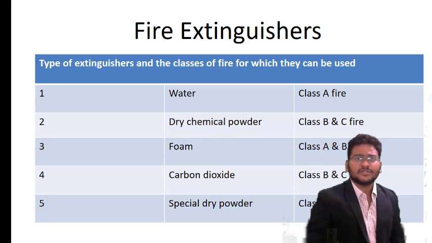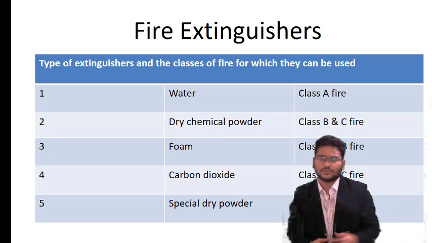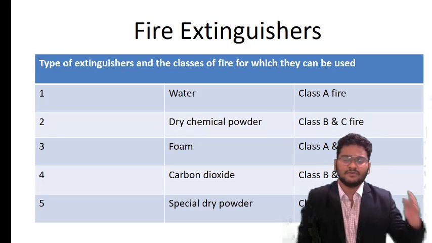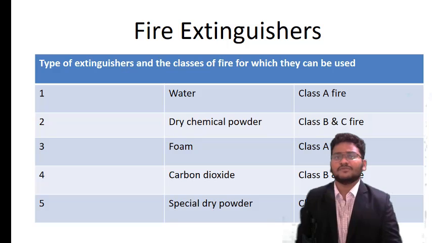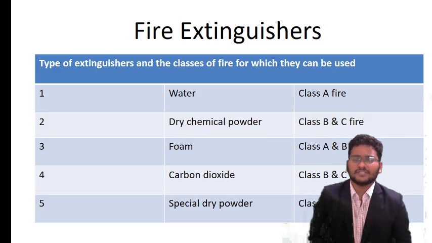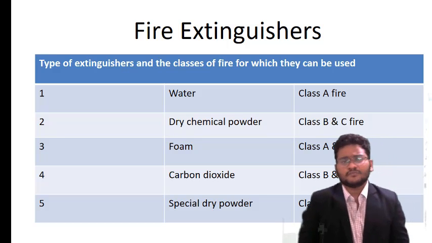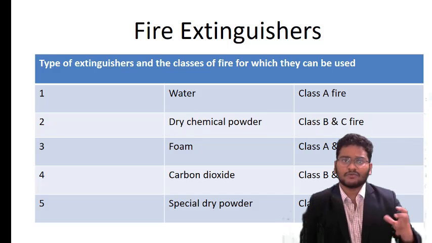Coming to the next, fire extinguishers. What are the different fire extinguishers? Initially we discussed extinguishing of fire, so we will control the fire. What are the different types we can use? Here I am mentioning the 5 types of fire extinguishers. There will be mainly 5 types. The first extinguisher is water. Inside that fire extinguisher, water will be there.